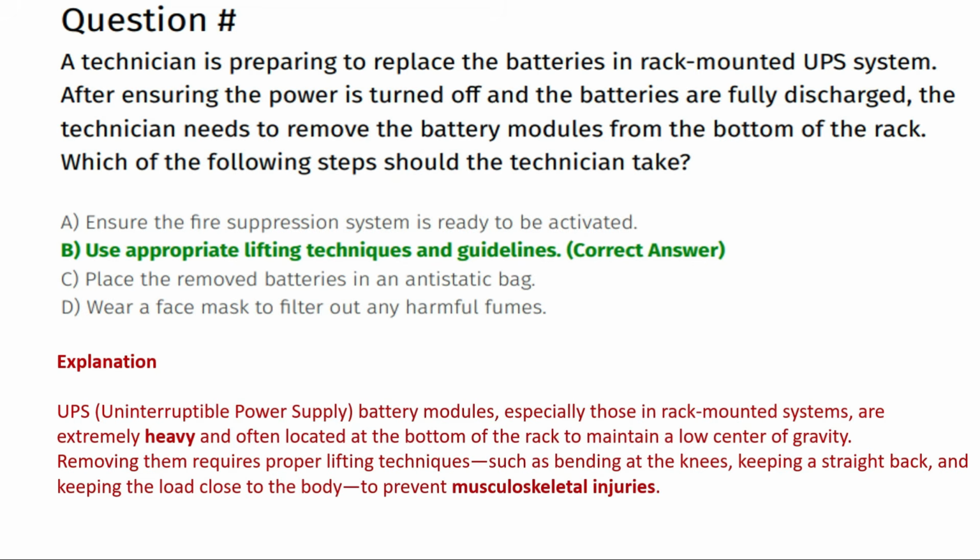So this is the question. A technician is preparing to replace the batteries in a rack-mounted UPS system after ensuring the power is turned off and the batteries are fully discharged. The technician needs to remove the battery modules from the bottom of the rack. So which of the following steps should the technician take? Option A, ensure the fire suppression system is ready to be activated.